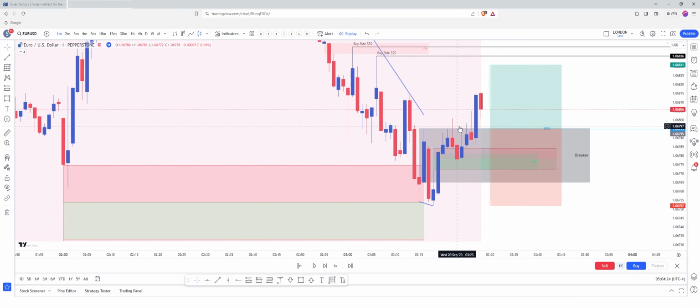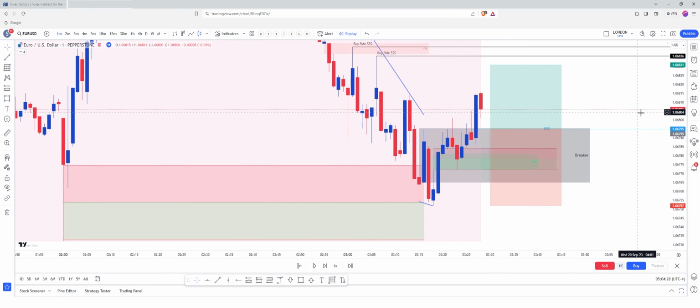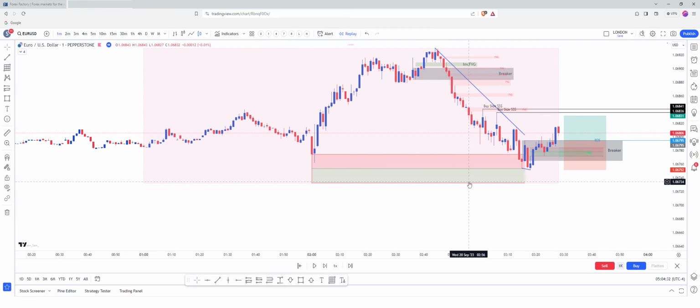We've had a breaker structure, we've left a breaker block, we've left a fair value gap, we've got low resistance liquidity here, so all this ramped volume dragging price back down again. We've more or less retraced the news driver in full, which is again something I like to see.